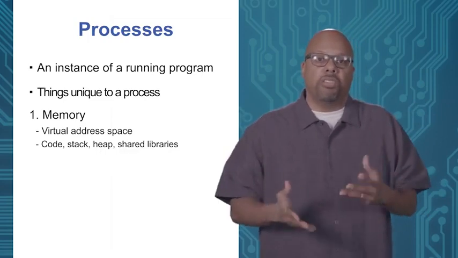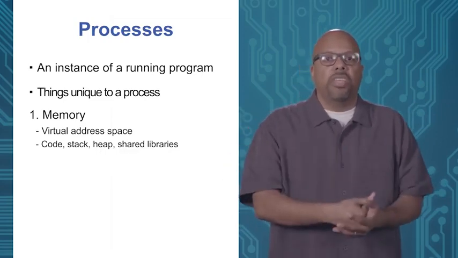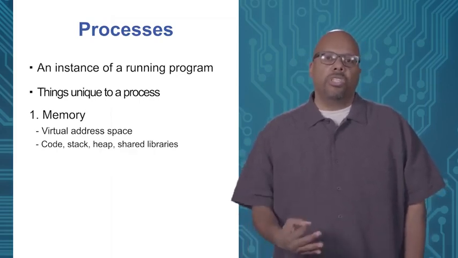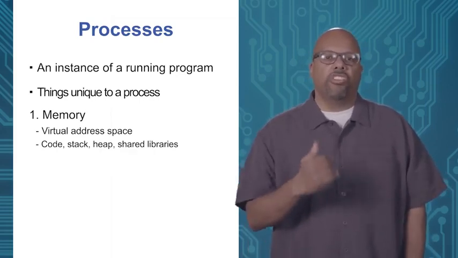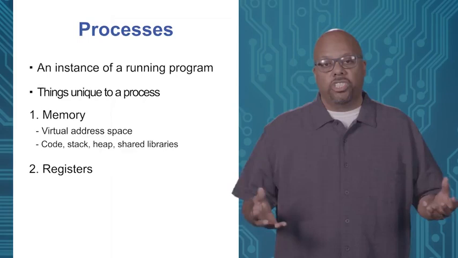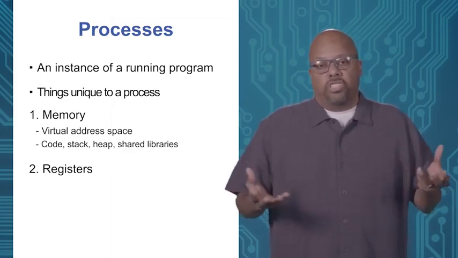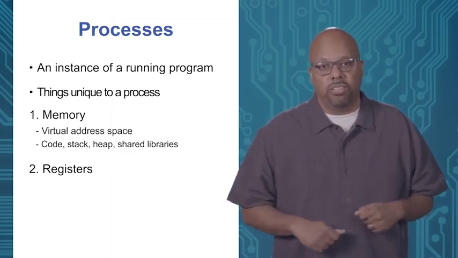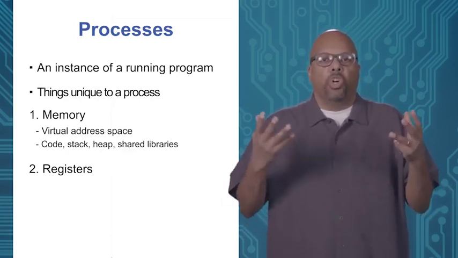So they are shared by processes. But each process is going to have its own stack, its own code, its own virtual address space, a bunch of other things. Also, a process is going to have registers unique to it. Registers, in case you don't know, basically just store values inside the machine. They're like tiny little super fast memories. They just store one value, one word, say.